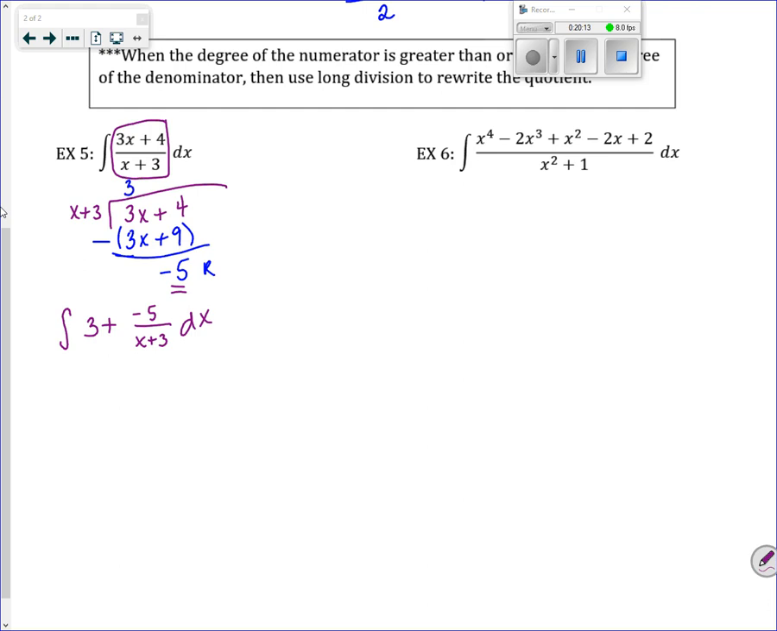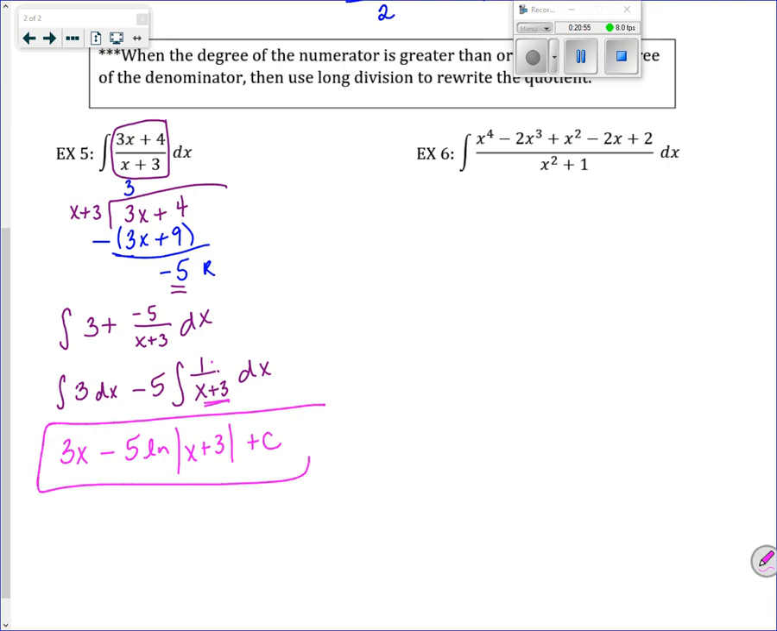Remembering that as I go down the line, I'm doing individual integrals. Not that you have to write this, but I just want to give you a visual. That's the integral of 3 dx. I'll go ahead and put the minus 5 on the outside times the integral of 1 over x plus 3 dx. And then it's an easy integrate because this would be 3x. Friends, your u is x plus 3. What's the derivative of x plus 3? Just 1. So you have du over u. So that's going to be minus 5 ln absolute value of x plus 3 plus c. And there's my answer.